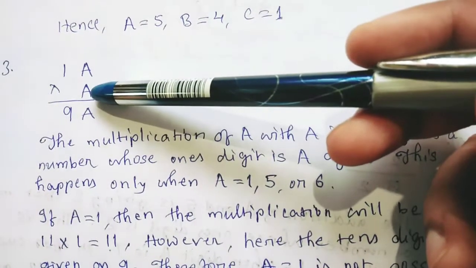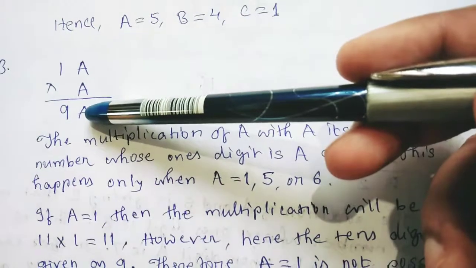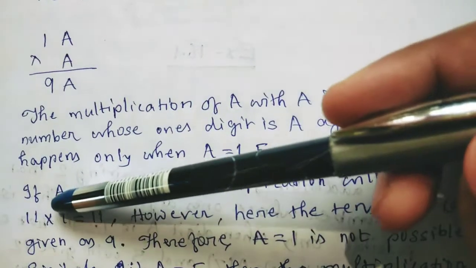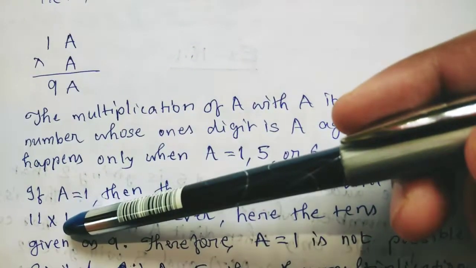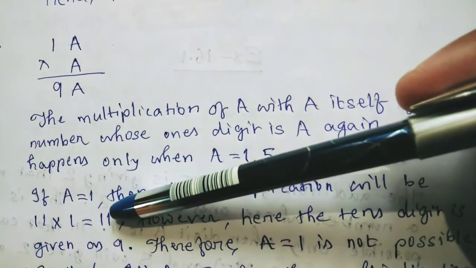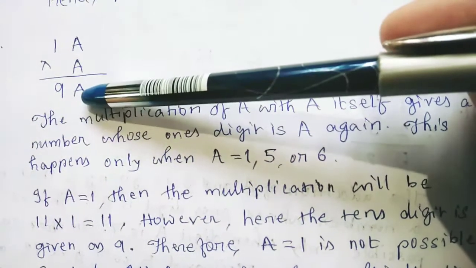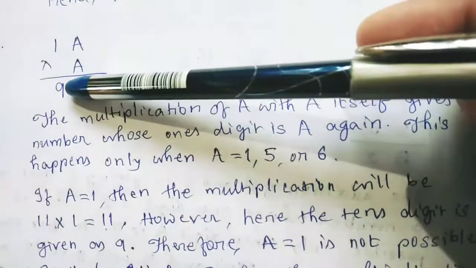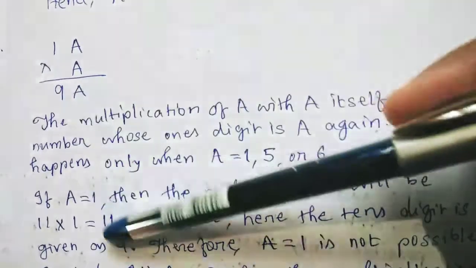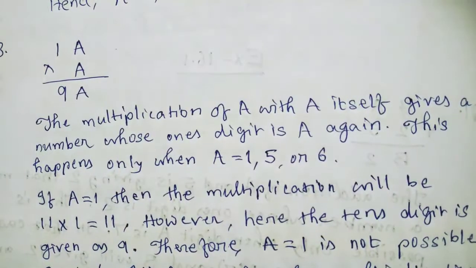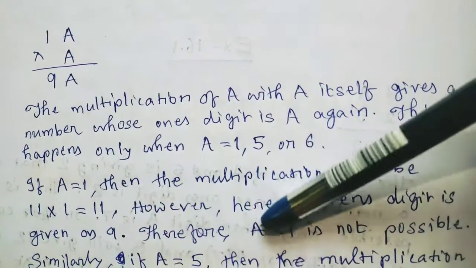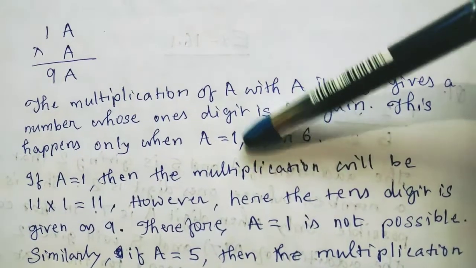Suppose we put A equal to 1. Then the multiplication will be 11 into 1, which is 11 only. No problem there, we get 1 in the ones place. But here the tens digit is given as 9, and we are getting 1 in the tens place. So it is not possible. Therefore A equal to 1 is cancelled. Understood now?